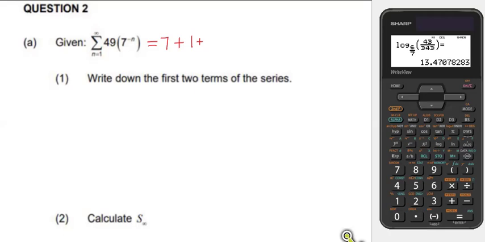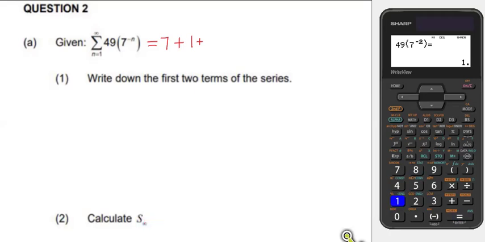Just to make you happy, I'll go 49, open the brackets, type 7, make it to the power of negative 1, then close the bracket. Let's see, is it a 7? Yes, it is indeed. And I repeat, 49, open the bracket, take a 7, make it to the power of negative 2, shift to the right, close the parenthesis, it's 1, because they wanted the first two terms. We're right. Now determine the sum to infinity.